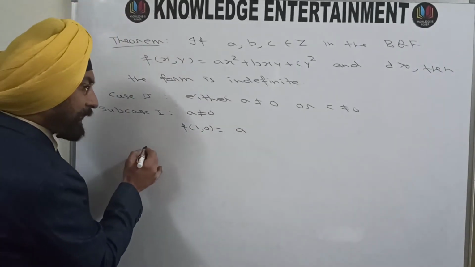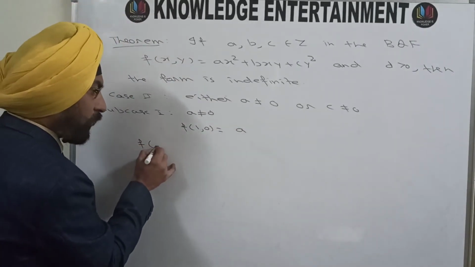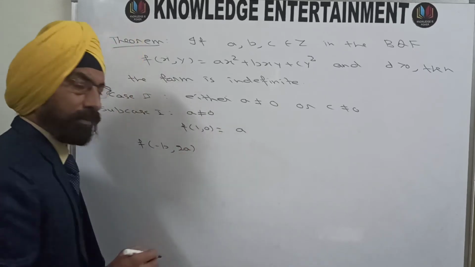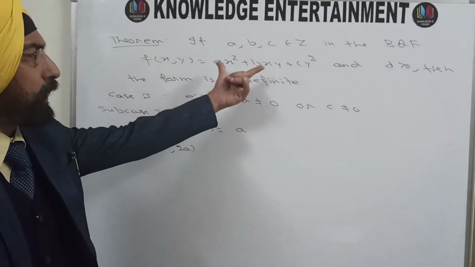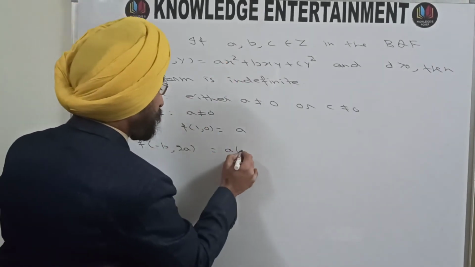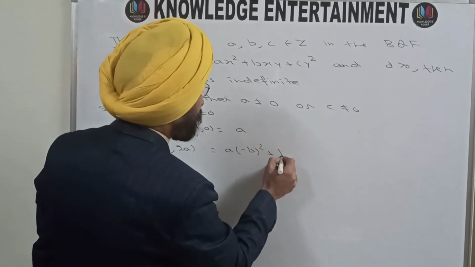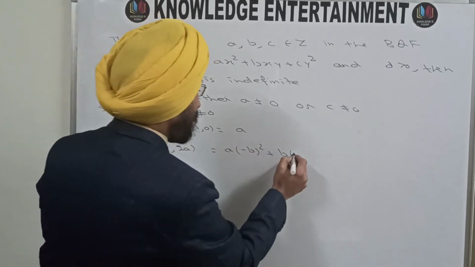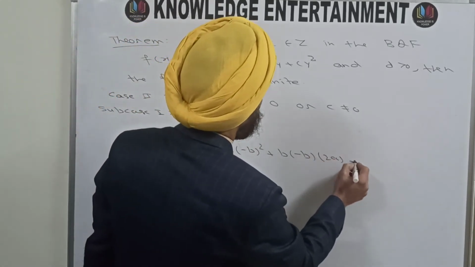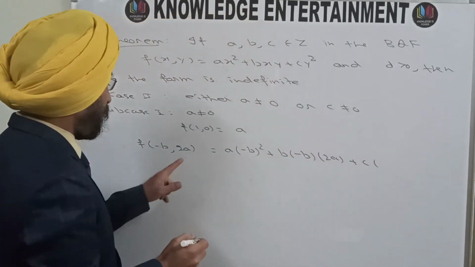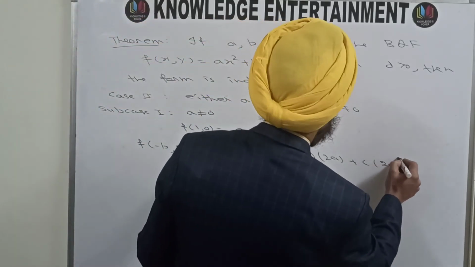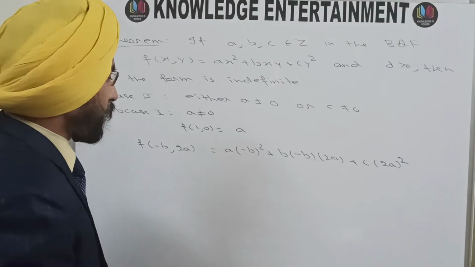And what is the value of f(-b, 2a)? Substitute the values here. You will get a into, your x is now minus b, so it is minus b square, plus b into xy, x is minus b and y is 2a, then plus c into y square, y is 2a square. So what value are you going to get now?